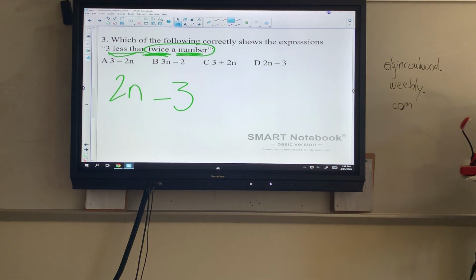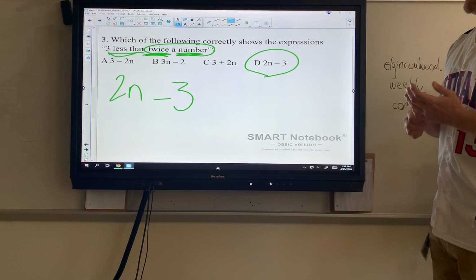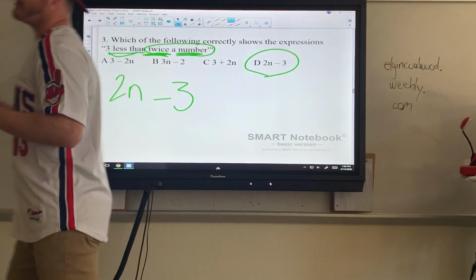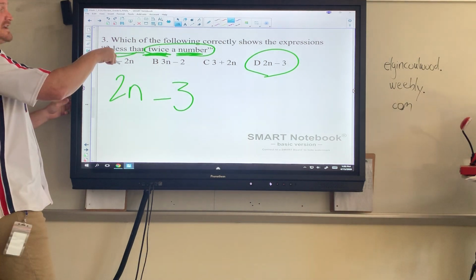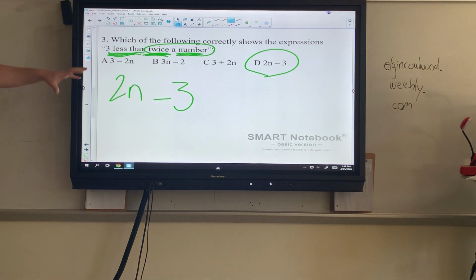So it should be 2n minus 3, which means that D is the right answer there. A is the trap answer, okay? A would be the difference of 3 and twice a number. But because it's 3 less than, we know that we got to take away 3.